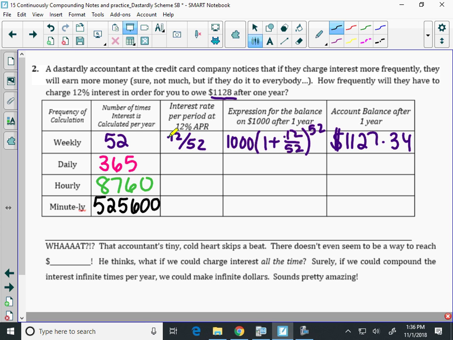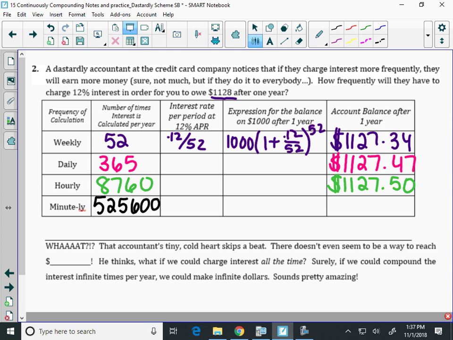All right, my daily folks. If you compound interest 365 times a year, Bobby, how much money would you have? $1,127.47. That's right. All right, so it only went up 13 cents there. A little bit. How about my hourly folks? How much money would you get for hourly compounding? And 50 cents. Yeah, so we went up 3 cents, so it went up a little bit.